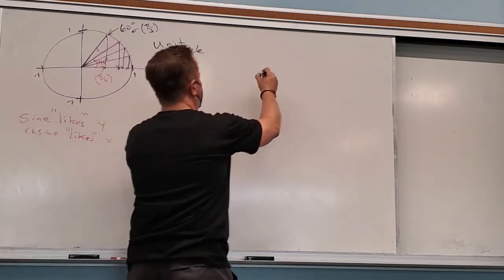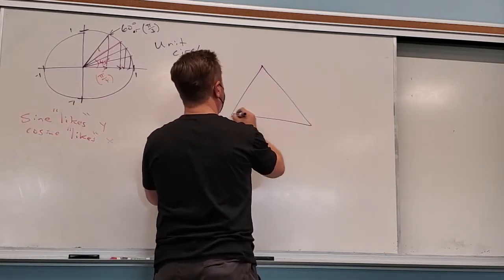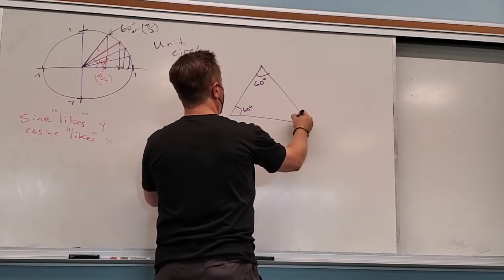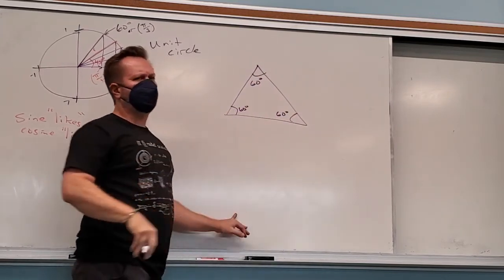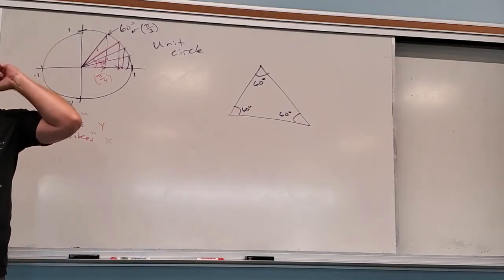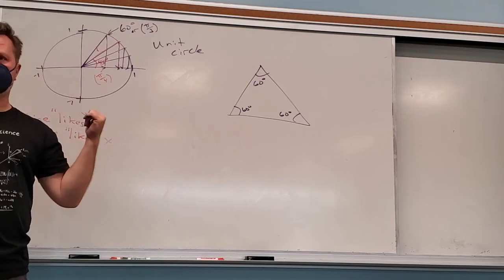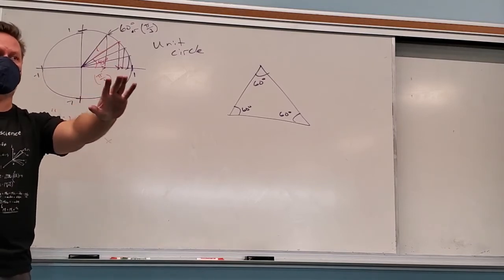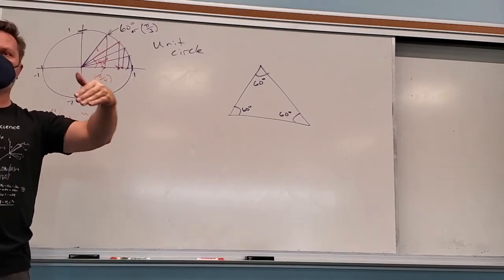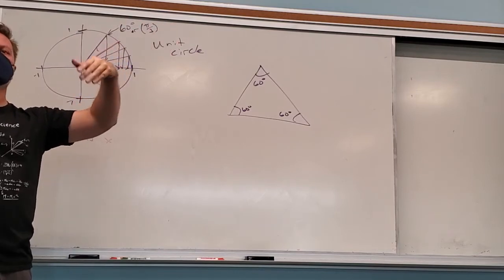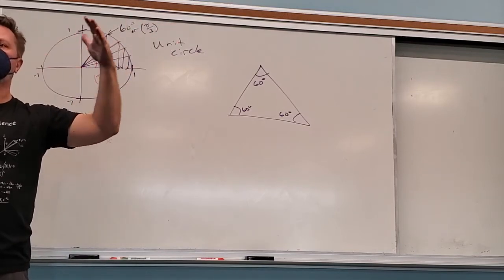Equilateral, good. Because while the angles are the same, so must the sides be the same. Is that a right triangle? No. So trig has, at the moment, nothing to say about this because trig is built on right triangles. Trig functions are ratios of sides of right triangles.